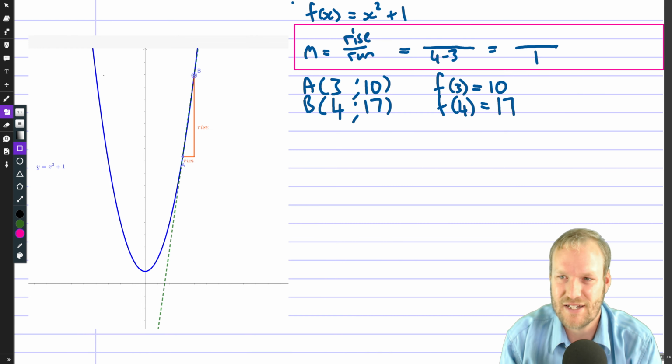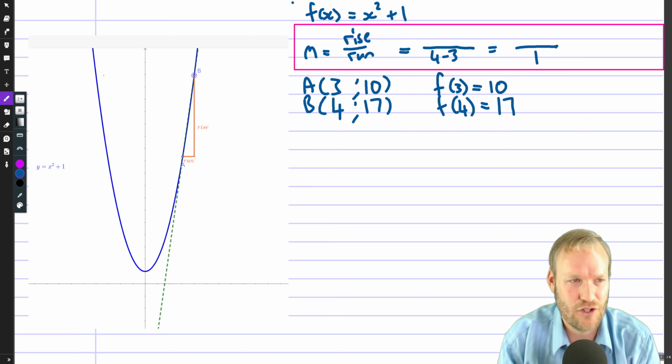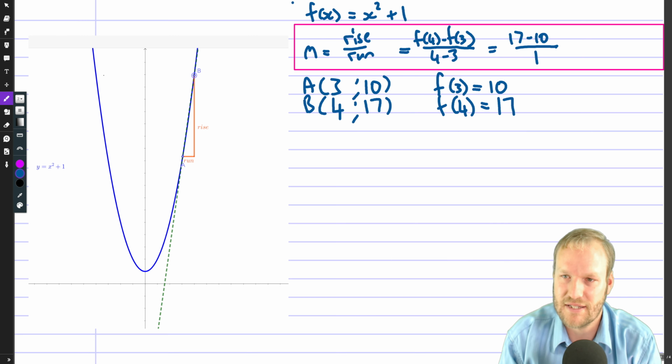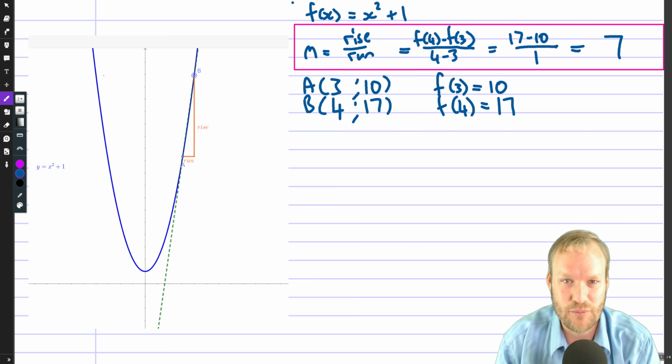But let's capture some of our thinking in this gradient formula, because this idea of gradient is the heart of where we're going today. So to work out 17 minus 10, we said f of 4 minus f of 3, which was 17 minus 10, which gave us a gradient of 7. In other words, the average gradient from A to B is 7. The gradient from A to B is indeed 7, and it was on this graph. Now, these 2 points could have been anywhere on the graph.